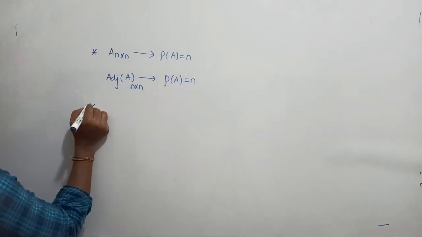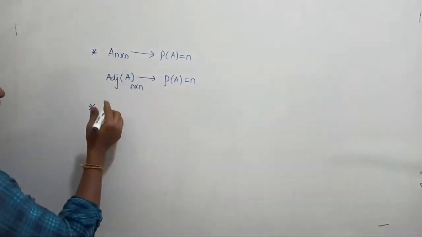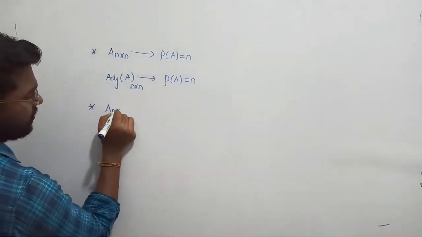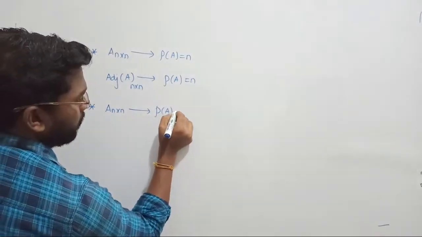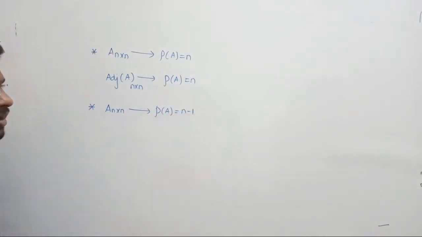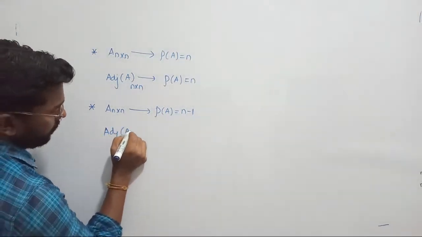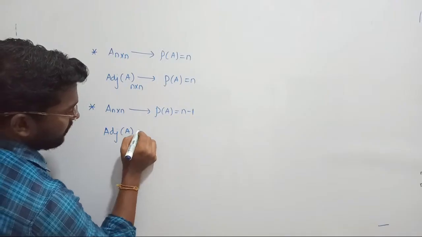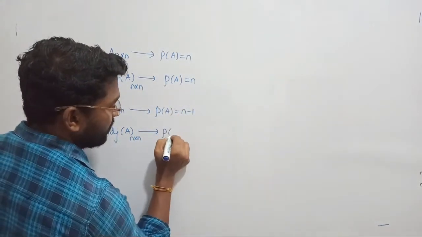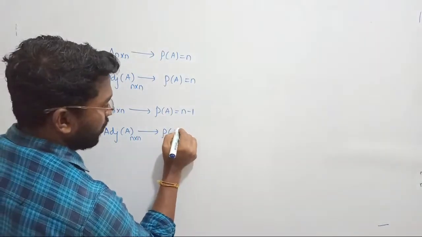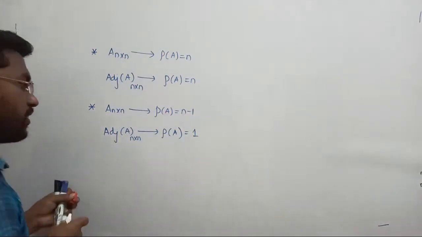Suppose it is defined otherwise, right? See, the things that you can observe by performing the operations, right? Again, let us select an n cross n matrix. Suppose the rank of the matrix is given as n minus 1. Second case, the adjoint of the matrix can be defined, and its adjoint rank can be defined. If it is n minus 1, then the rank of the adjoint is simply equal to 1 only. Clear?